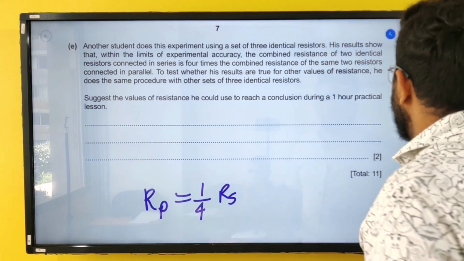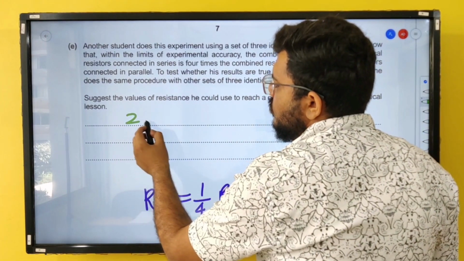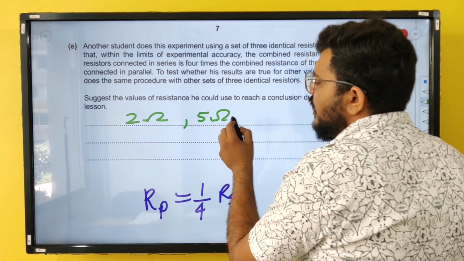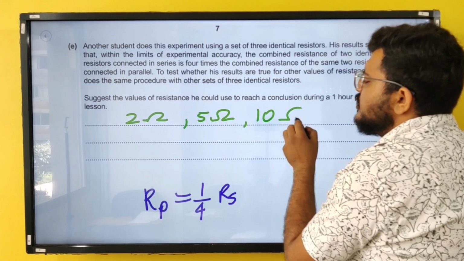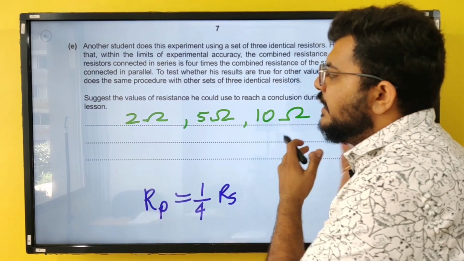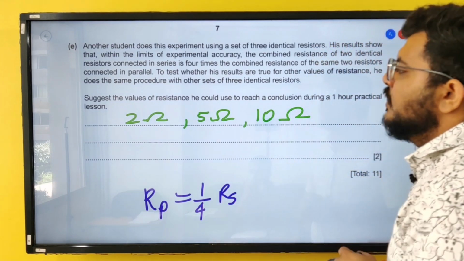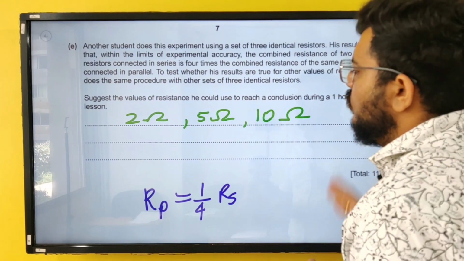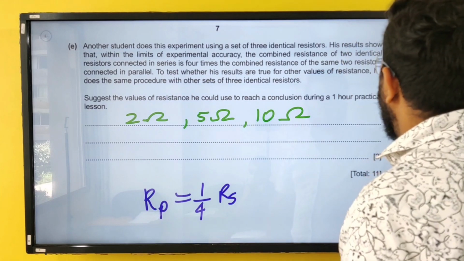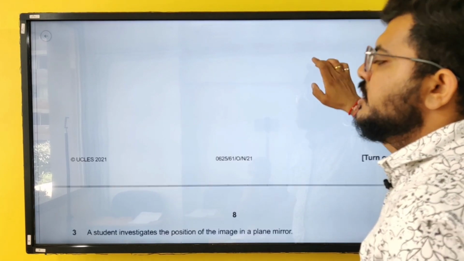Now I know it must be divisible by 4. To make his job easy, I'll ask him to take a 2 ohm resistor, a 5 ohm resistor, and a 10 ohm resistor. The addition for series and the reciprocal addition for parallel will be easier for both. So I will suggest 2, 5 and 10 ohm he can use. We just have to suggest the values and nothing else. Moving on to the next question.